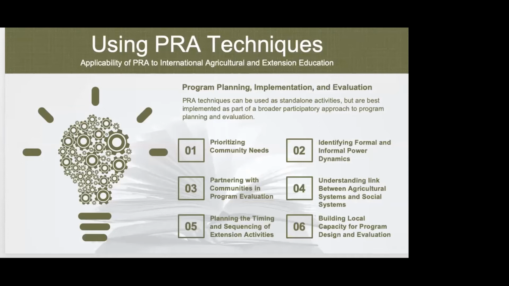So looking at the application of PRA techniques in international ag and extension education, we can apply them in many ways. First, and probably most often cited in literature, is the use of these techniques to prioritize community needs. And it's really for the community to discuss and prioritize needs. Number two, PRA techniques help us identify those formal and informal power dynamics.